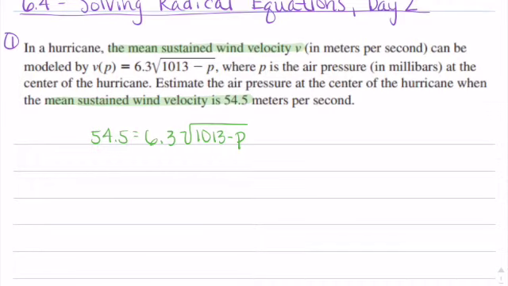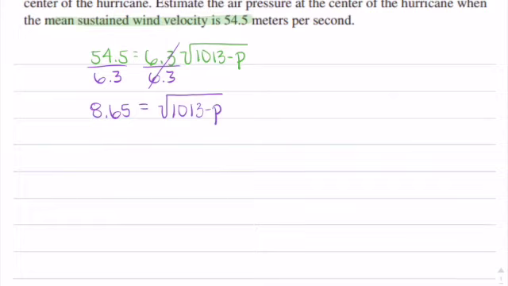So the very first thing I want to do is isolate the radical. What's messing that up right now is the 6.3 being multiplied by the radical. So I'm going to divide both sides by 6.3 in order to get rid of that. That gives me 8.65. And notice that I took that to one more decimal place. That's kind of common if you're going to round it. You can just leave this whole thing in your calculator if you want, but it'll help you maintain your accuracy as we go along.